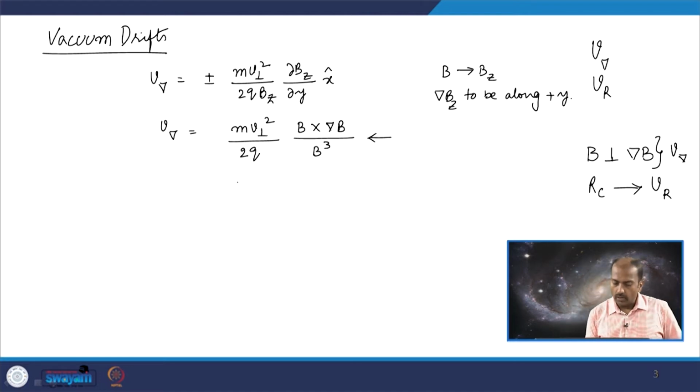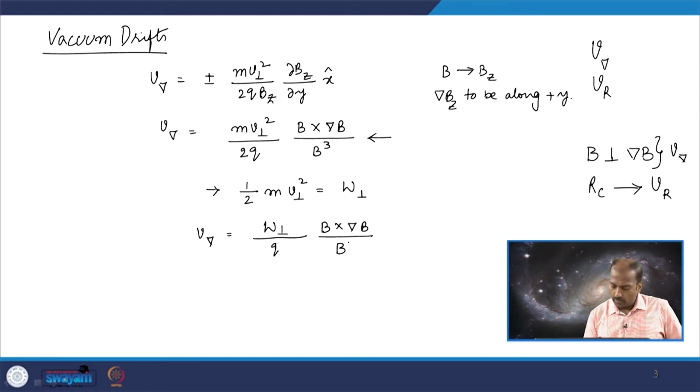Or if we say that half m V perpendicular square is the perpendicular kinetic energy, we can write V del as W perpendicular divided by q times B cross del B divided by B square, where B is the magnitude of the magnetic field. Now, similarly, we can also write the curvature drift.